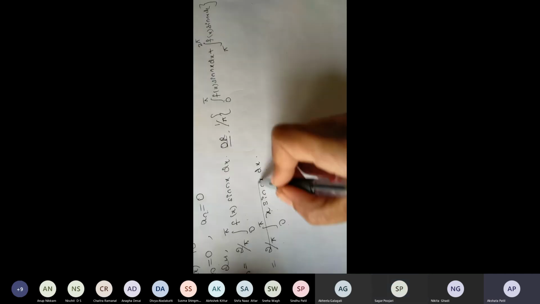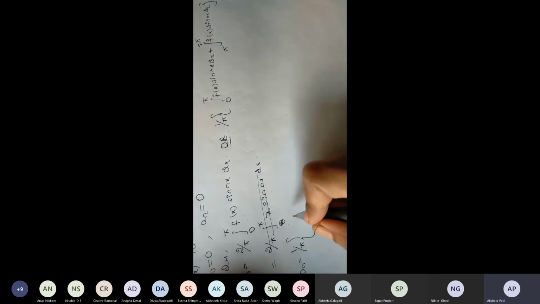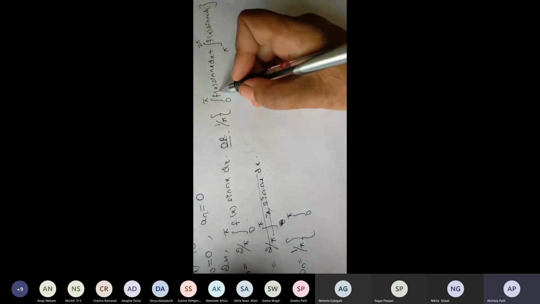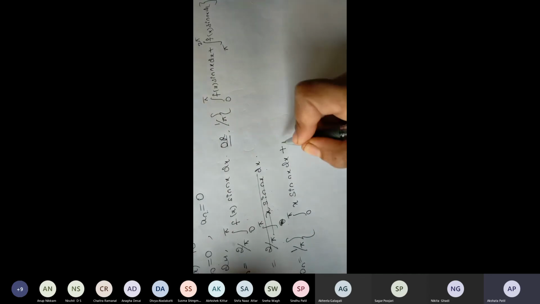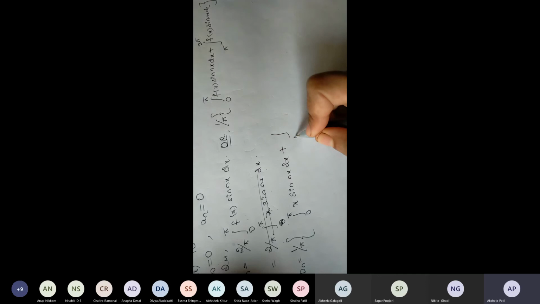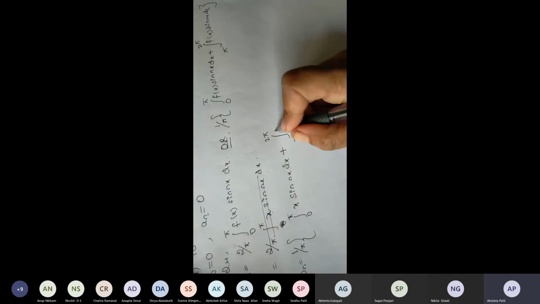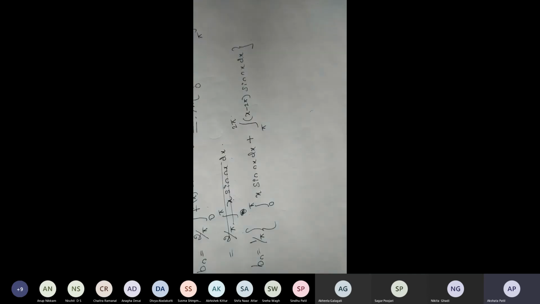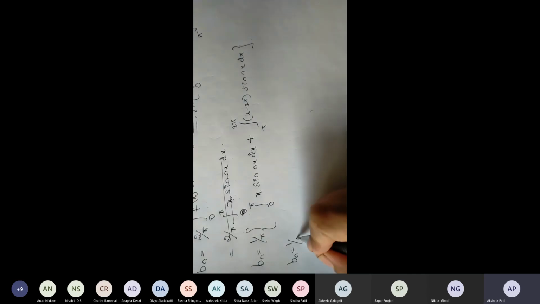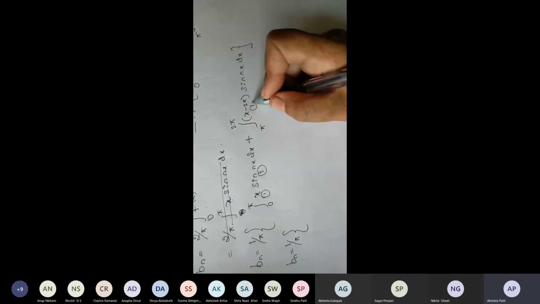So here we can write b n equals 1 by pi. Integration 0 to pi, in place of f of x the first function is x sin nx dx, plus pi to 2 pi, where the second function they have given is x minus 2 pi. So we can write x minus 2 pi sin nx dx. Close the flower bracket here. So b n equals 1 by pi. Now apply Bernoulli's rule. This is the first term, second term, first term, second term.